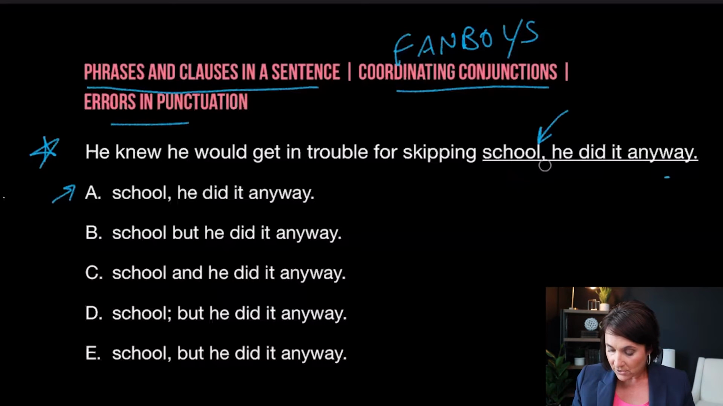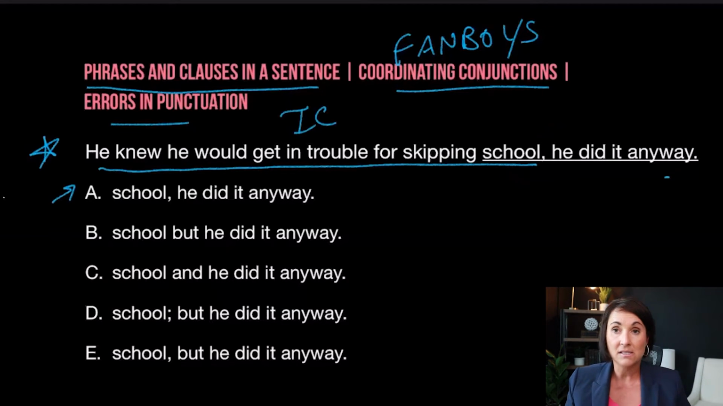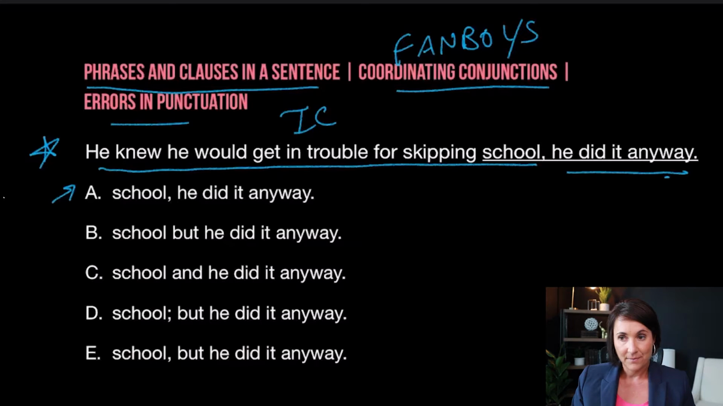The first thing we want to do is figure out, where are my clauses in this sentence? I have, "He knew he would get in trouble for skipping school." That's an independent clause because it's a sentence. I could put a period there. It could stand on its own and it would be fine. Then I have this over here: "He did it anyway." This is also an independent clause. I could capitalize that H, put a period at the end of anyway, and we would be good to go. That would be grammatically correct.